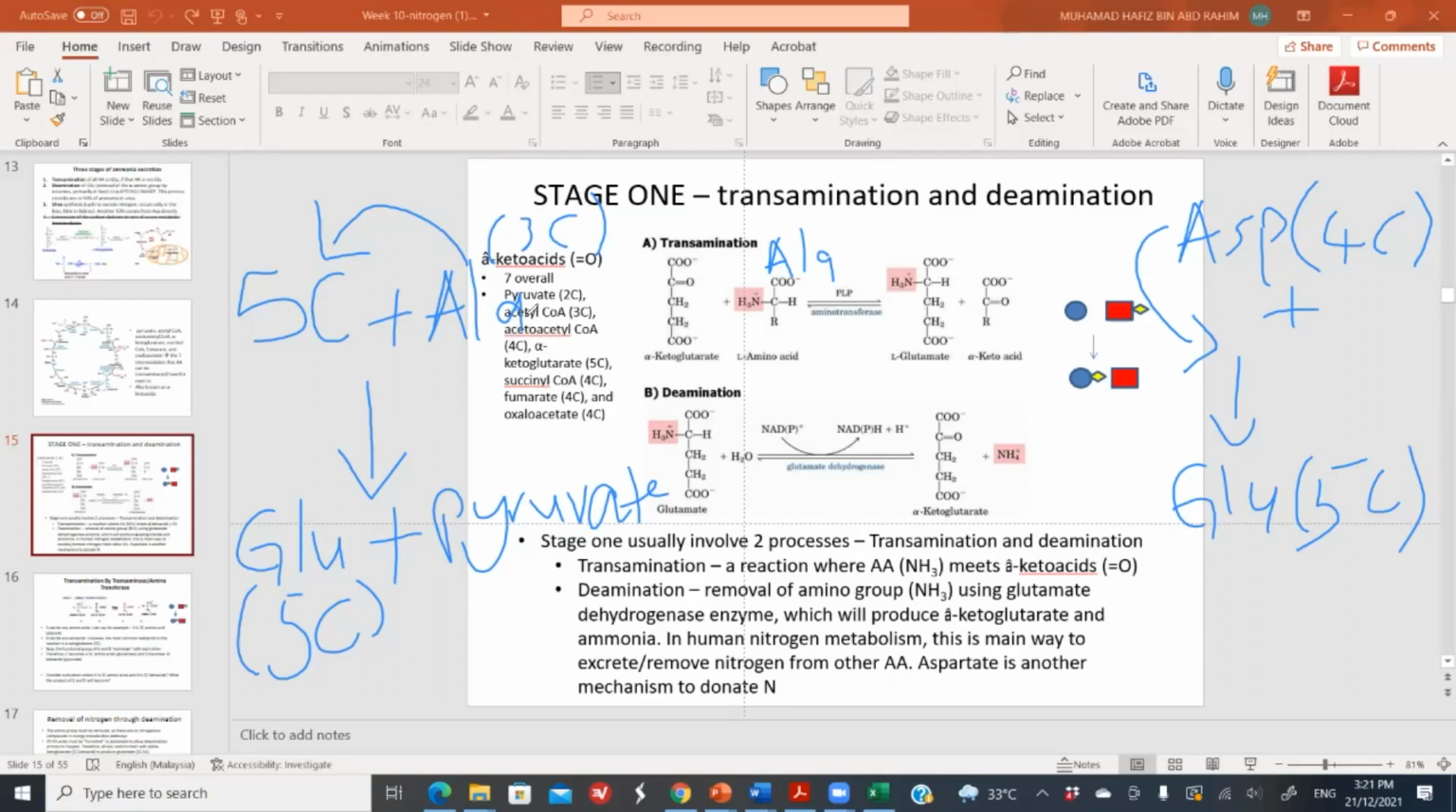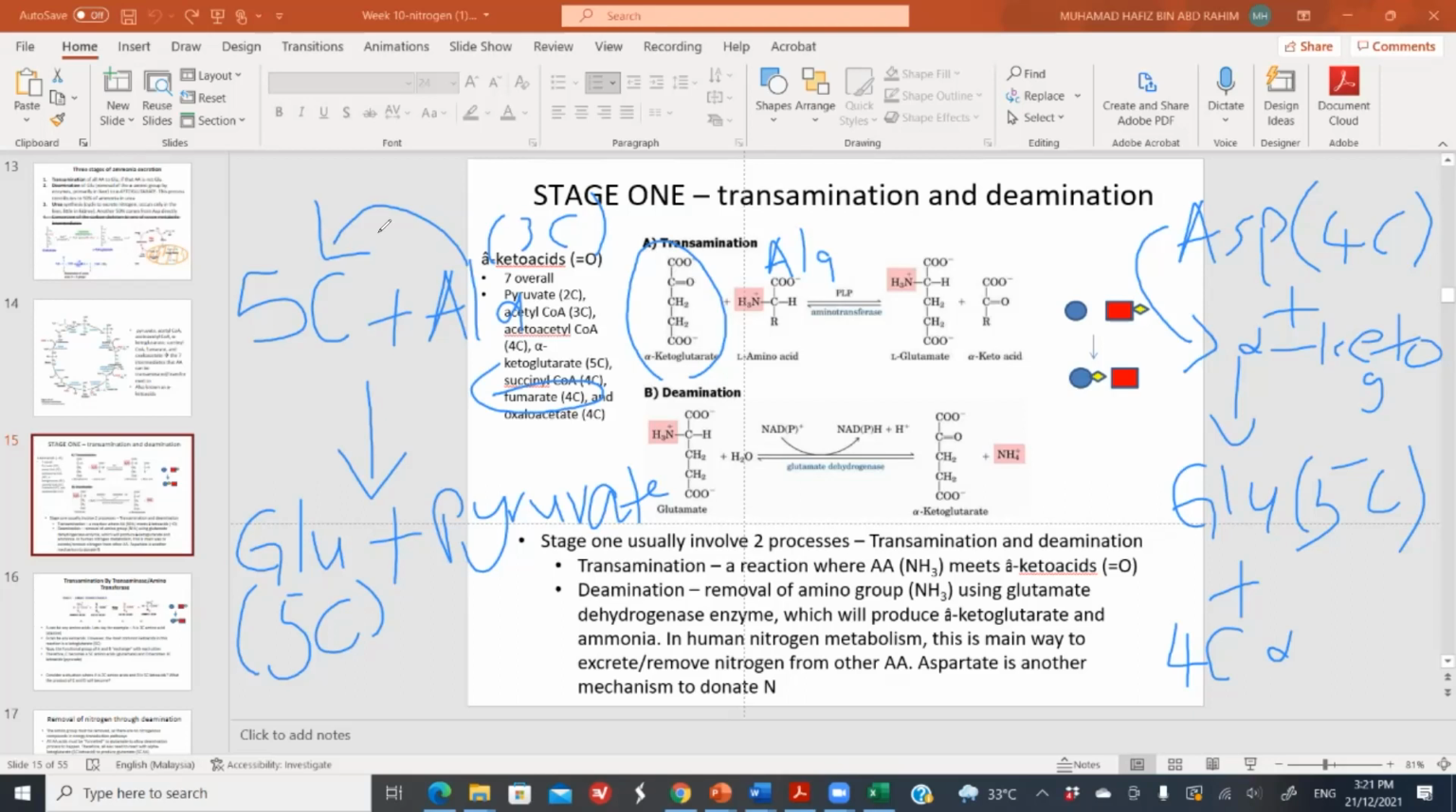Okey, glutamate tadi kan saya cakap dia punya rangka dia apa? Amino acid campur nitrogen. Rangka dia alpha keto kan? Glutamate. Yeah. So maksudnya ini dia kena react dengan alpha ketoglutarate lah. Faham? So it will produce back glutamate plus apa? 4 carbon alpha keto acid. Fumarate. Kita fumarate lah. You guys understand or not?